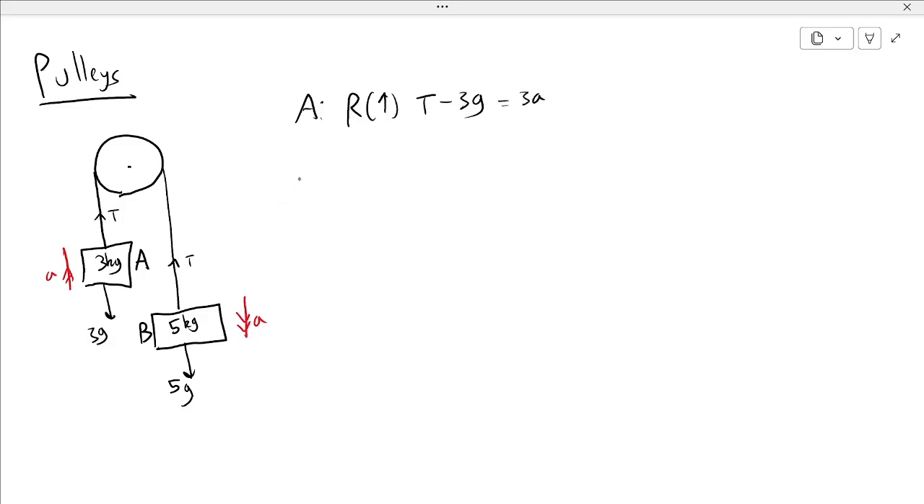Then I'm going to go over to B and do the exact same thing. So this time, because B is accelerating downwards, I'll take downwards as my positive direction. So instead of T minus 5g, I'll have 5g minus T equals mass times acceleration. Now, in an exam, this would be called the equation of motion for particle A, and the other one the equation of motion for particle B. So just if they ask for it in that specific way.